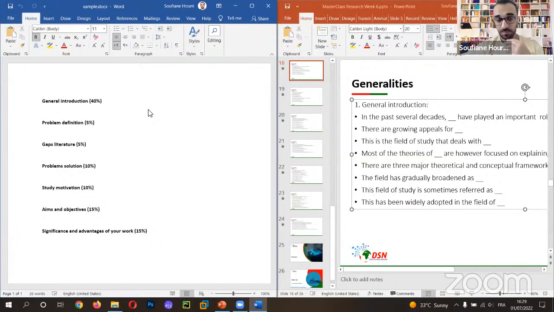Okay, for example, the general introduction should be 40% of your introduction. The problem definition, just 5%. The same for gaps in the literature, 5%. Problem solution, 10%. Study motivation, 10%. Aims and objectives, 15%. And significance and advantages of your work, also 15%.